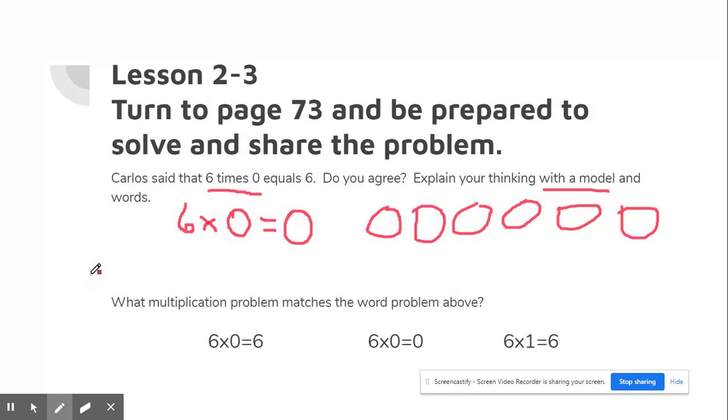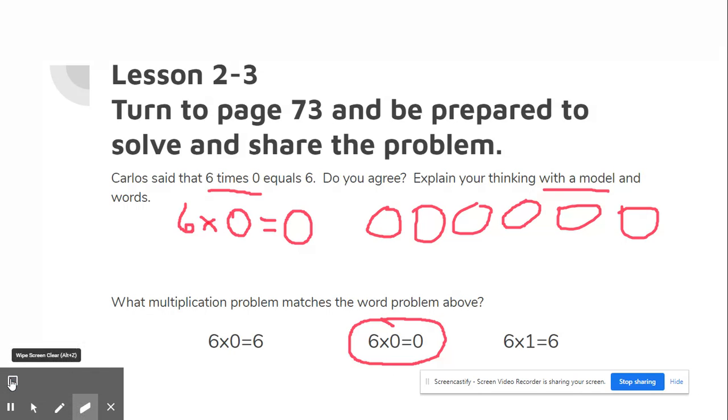So I would say, no, I disagree with Carlos, because if I have 6 groups with nothing in the groups, then there is nothing there. The answer is 0, which obviously means the multiplication problem that is correct would be 6 times 0 is 0. So unfortunately, Carlos is wrong, but that's okay. He's still learning. So let's go ahead and continue on to the next slide.